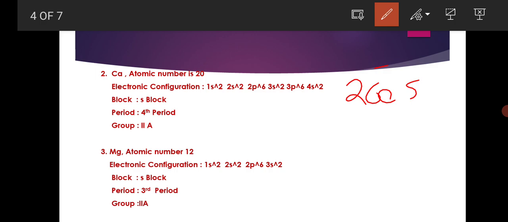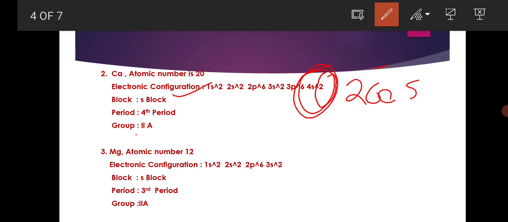Here, the last orbital of calcium is s. Then, calcium is an s block element. Then, the highest principal quantum number of calcium is 4. Then, the period of calcium is fourth. And there are 2 electrons present in the last s orbital. Then, the group of calcium is second.